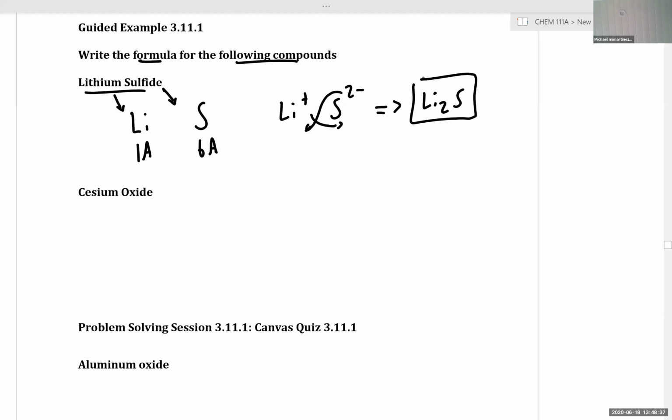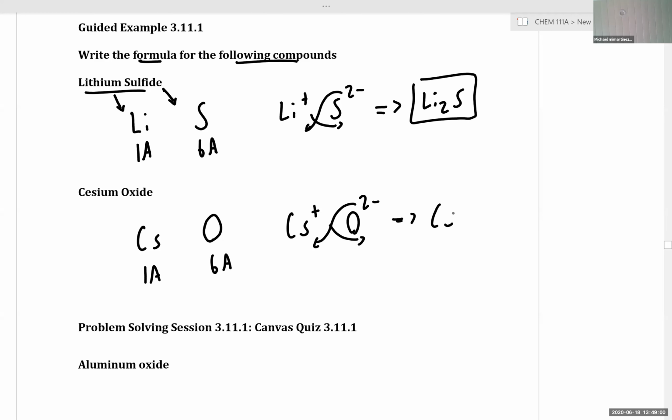Let's do this next example, cesium oxide. So we have cesium and oxide, we have oxygen. Cesium is a 1A element. Oxygen is a 6A element. Again, cesium has a +1 charge. Oxygen has a 2- charge. We cross our charges and that in turn gives us cesium oxide.